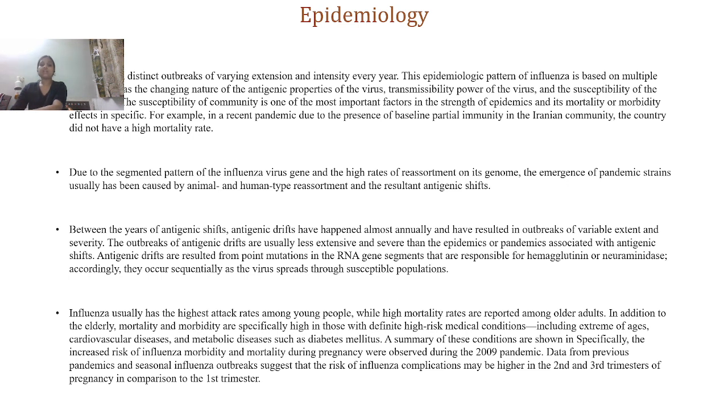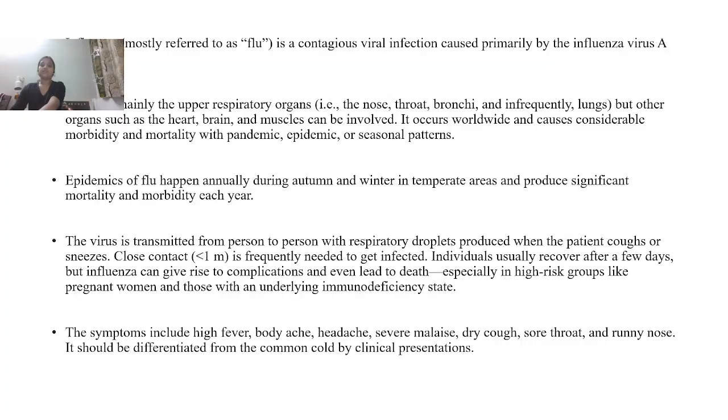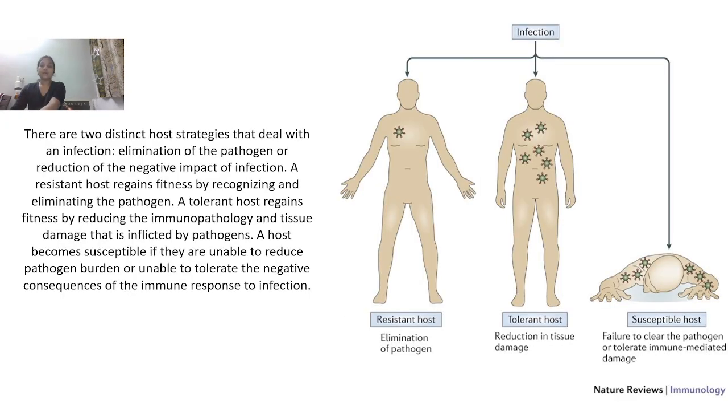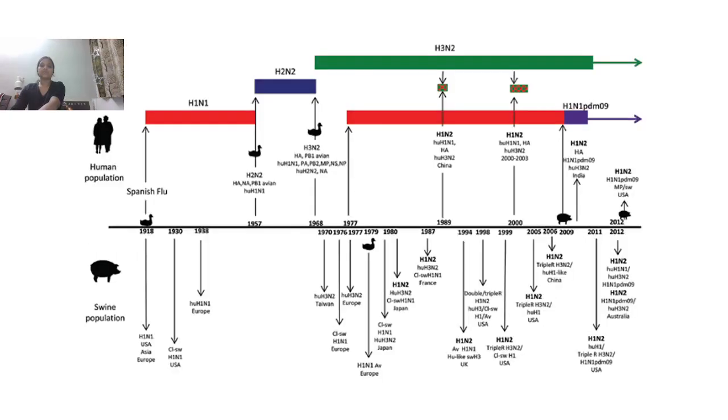And influenza usually has the highest attack rate among young people, while high mortality rates are reported among older adults. Obviously, in older adults, the immune system is much more suppressed compared to younger people. So even if the younger adults are more susceptible, as I already told, they are kind of tolerant to a particular infection. But in the case of older people, since the immune system has become weakened, they become a susceptible host compared to the young adult.